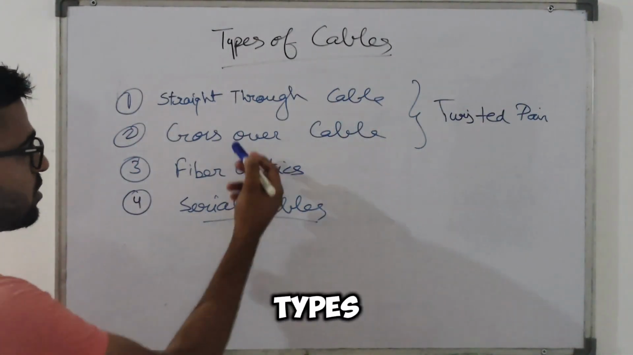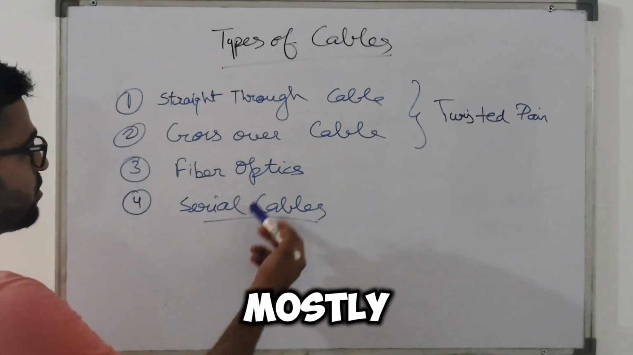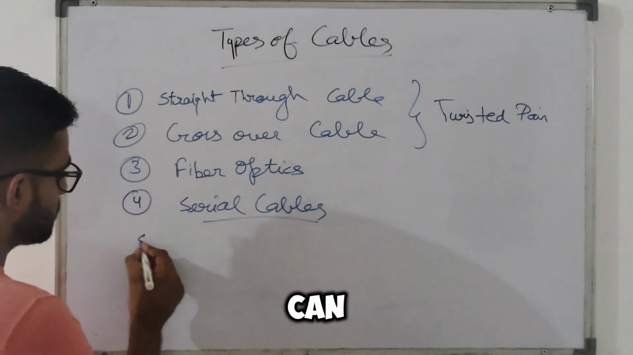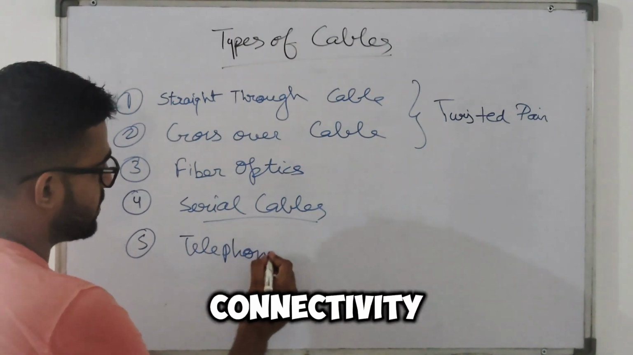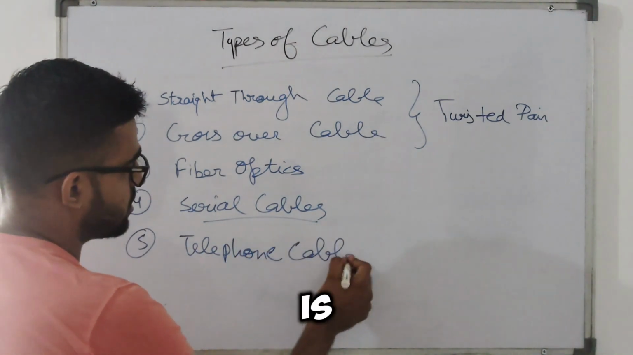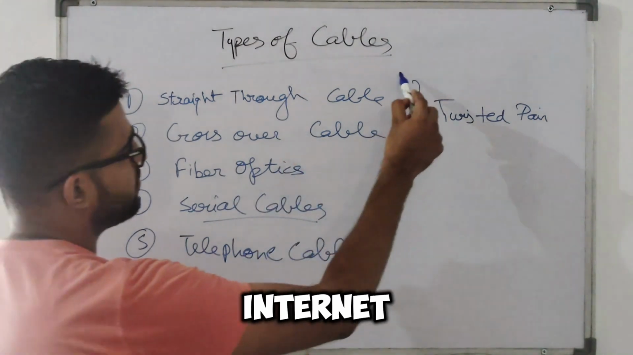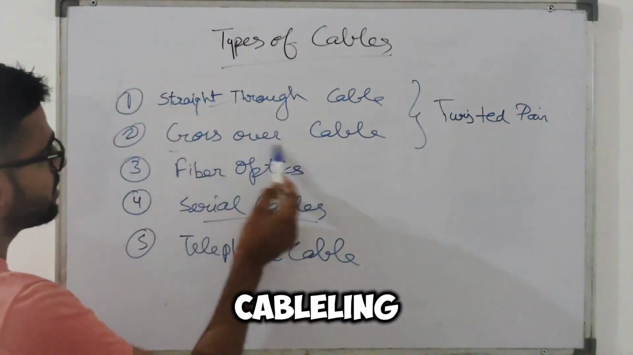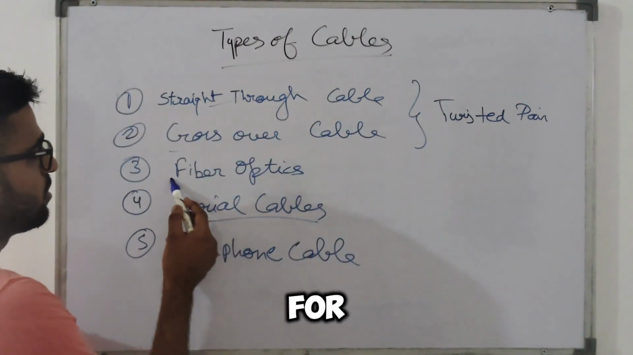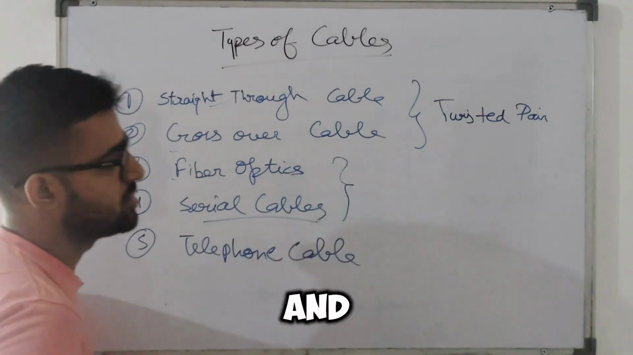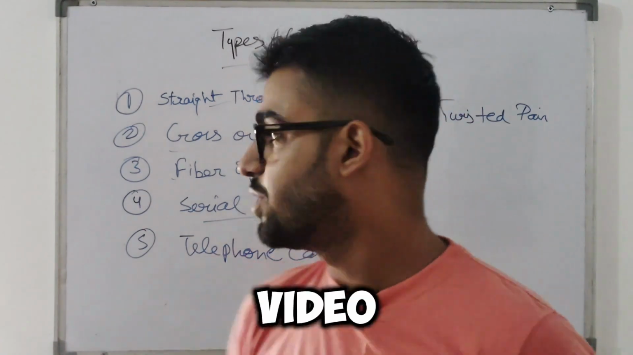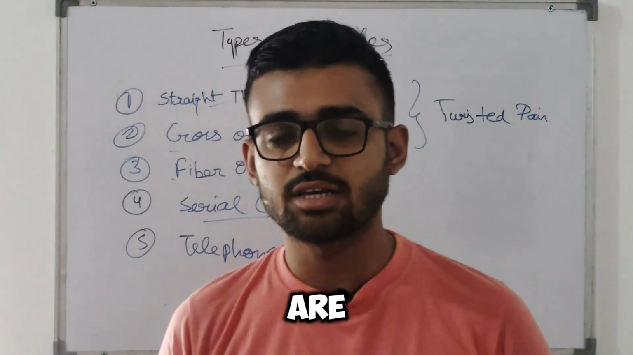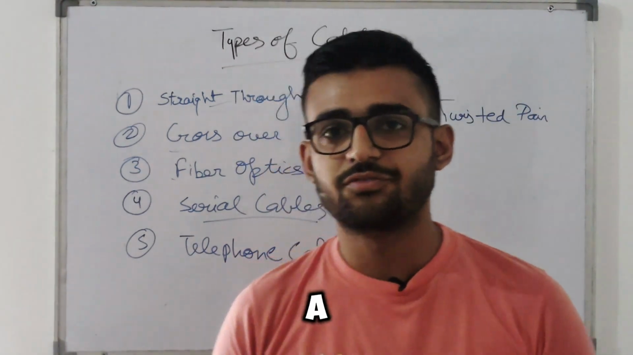There are also different types of cables, like telephone cables, but those are used for telephone connectivity. For internet we use straight through cabling and crossover cabling, and for long ranges, serial cables. That's all. Thanks for watching the video. The next topics I will discuss in a different video.